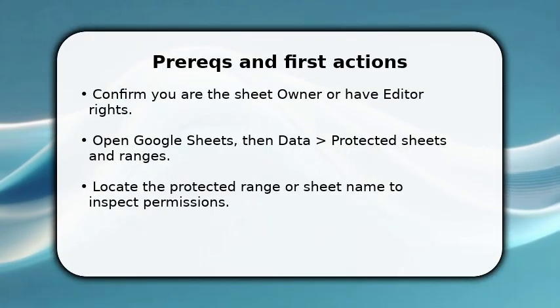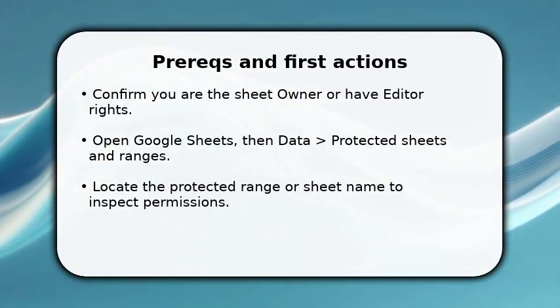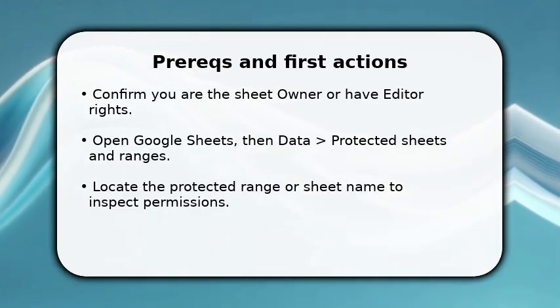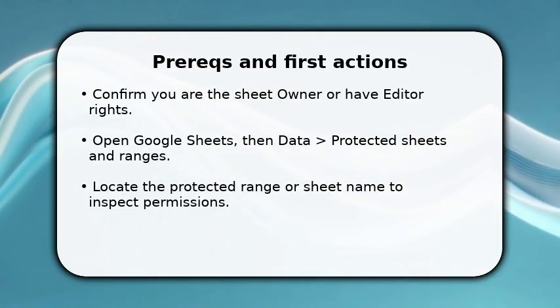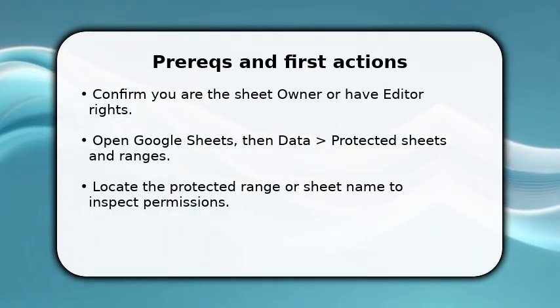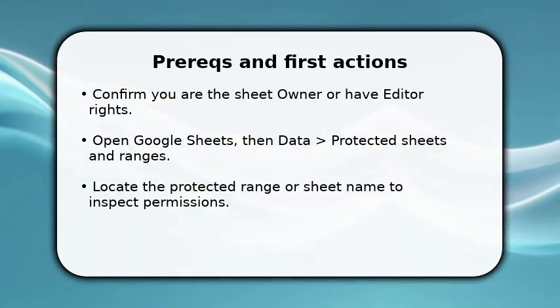You need owner or editor access to remove protection. If you lack it, request access now. Open the spreadsheet, then go to Data and choose Protected Sheets and Ranges. Once the sidebar appears, click each listed protection to reveal its details. You're looking for the specific range or sheet name and the permission line that shows who set it.